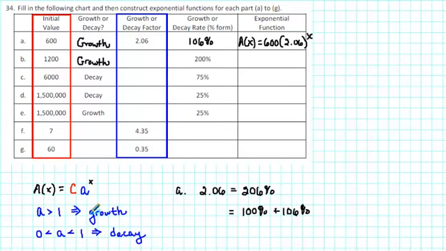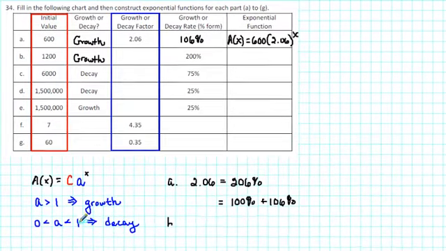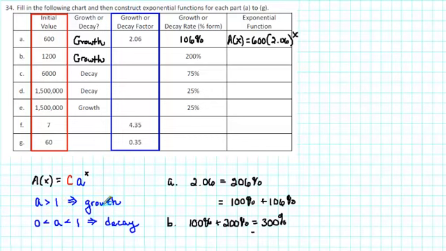What is the growth factor? Well, we need to add 200% to 100%. And 100% plus 200% is 300%. And when we convert 300% to a decimal, we end up with the number 3. So the growth factor is 3. And our exponential function is 1,200 times 3 to the x.